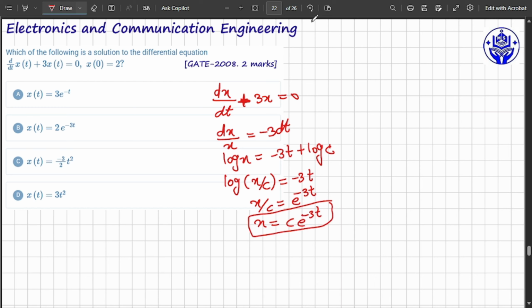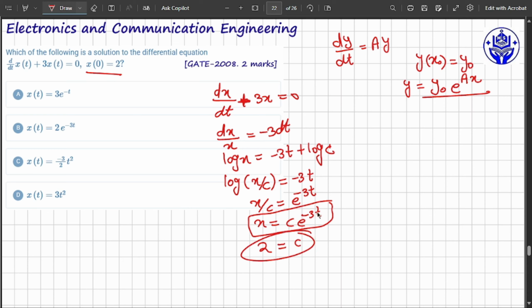Whenever you have this kind of differential equation, dy/dt = ay with some initial condition y(0) = y0, then the solution will always be y = y0 e^(ax). So this is e to the power of minus 3t. Now we have the initial condition x(0) = 2, so my c is equal to 2, and the solution is 2 e^(-3t). So B is the correct answer. Next one.